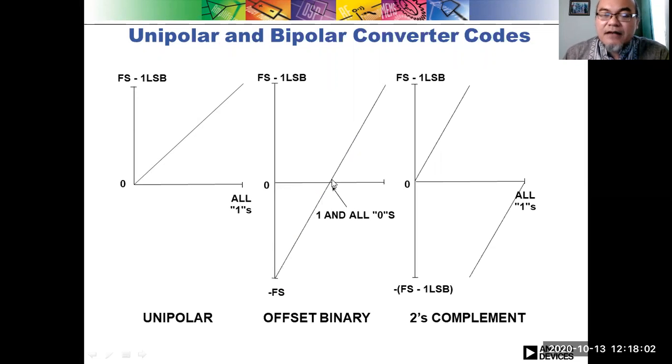At the middle, it is 1 and all 0s. If it's 2's complement, here between negative full scale and negative 1 least significant bit, so basically this one is the same until positive full scale minus 1 least significant bit. Yeah, so like this is the conversion. From 0 if it is a positive value, from 0 until full scale minus 1 least significant bit. If it is a negative value, then from negative full scale until 0.